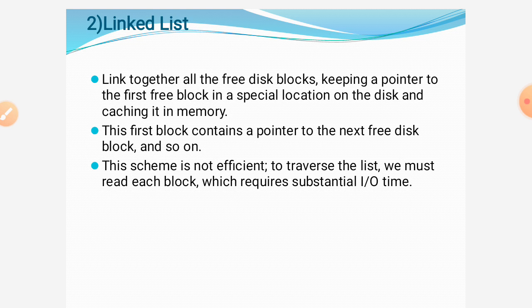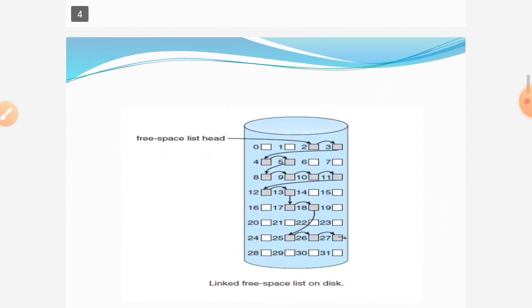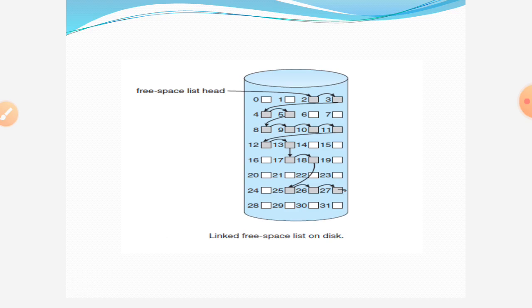So we can consider an example here. 2 is the first free space. So this 2 contains the pointer to 3, that is the next free space, and 3 contains the pointer to 4, that is the next one. 5 contains the pointer to 8. 6 and 7 are already allocated. So that is the linked free space on disk. That is, each free disk block contains the pointer to the next free block.